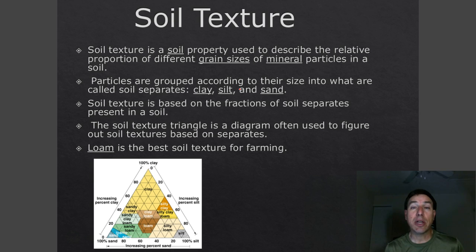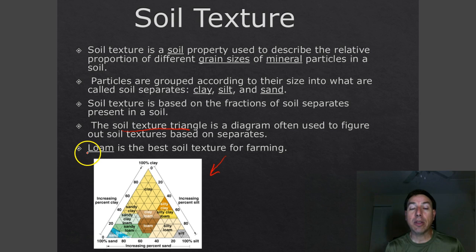And so your soil texture is based on these three components. You can then determine your soil texture based on what we call the fractions of those different types: clay, silt, and sand. And we use what we call a soil texture triangle, and that's what this thing is down here, to figure out what the texture is based on how the soil separates.